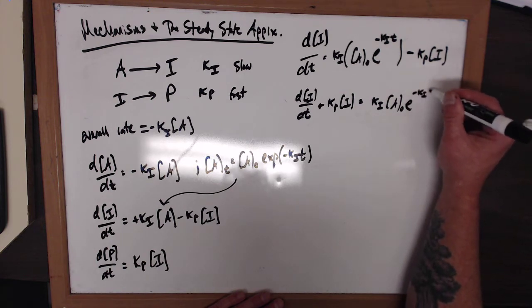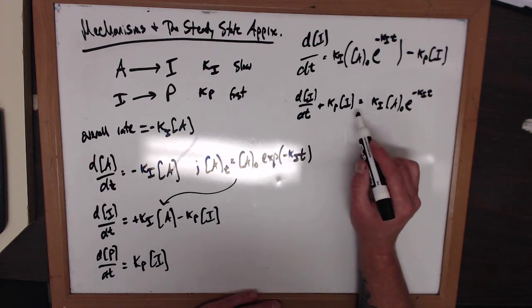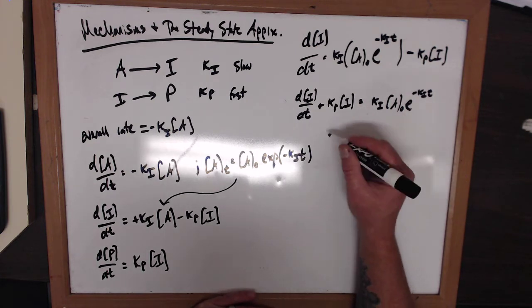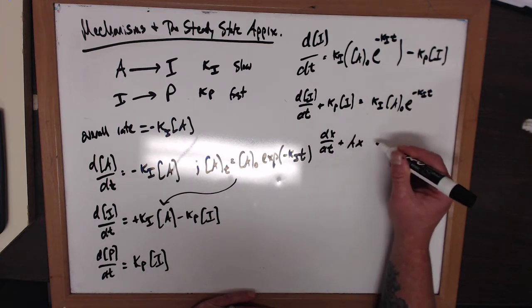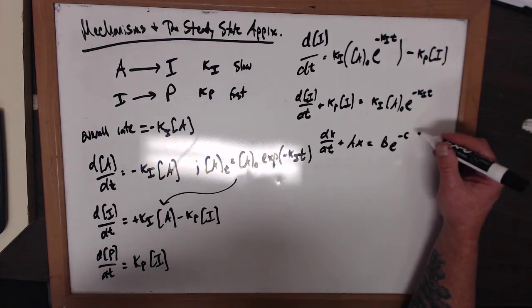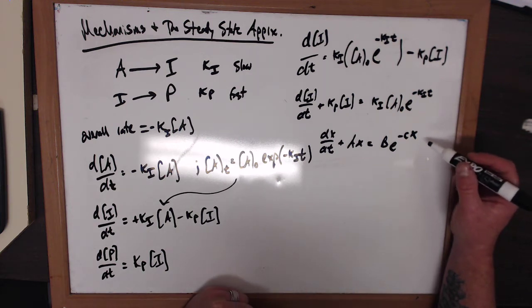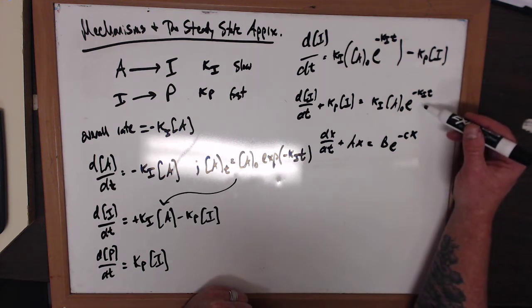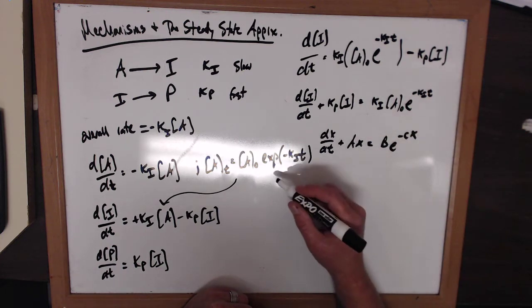negative Ki t. Okay, so I put it in this form because as it turns out, this equation is a first order differential equation with a standard solution. That is dx by dt plus a times x equals b e to the negative c x. Well, this all, like I said, has a standard solution. And so we can apply that standard solution to my kinetic expression right here, and I'm just going to write that down directly.